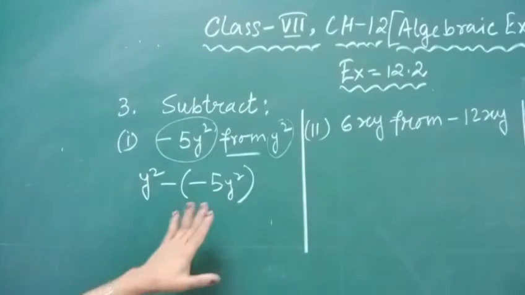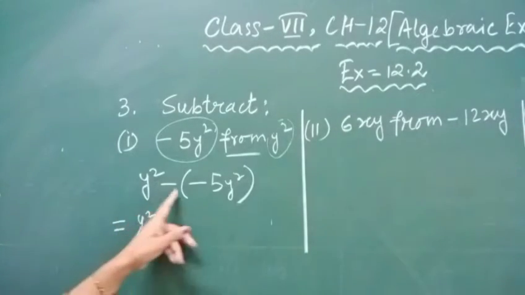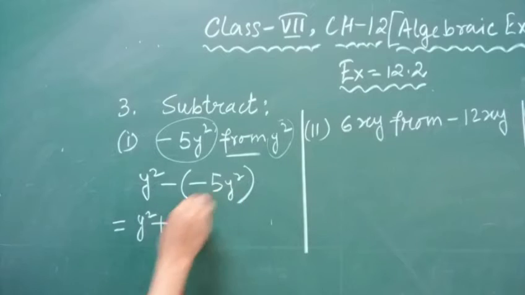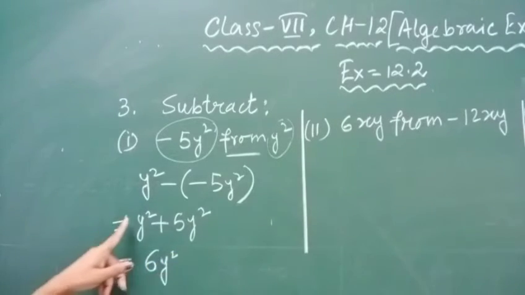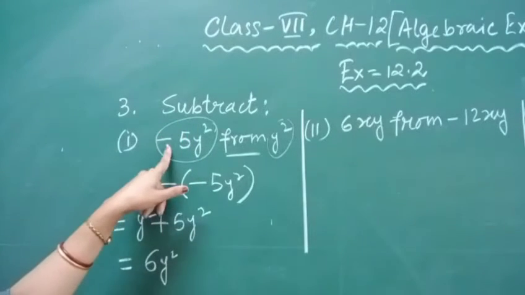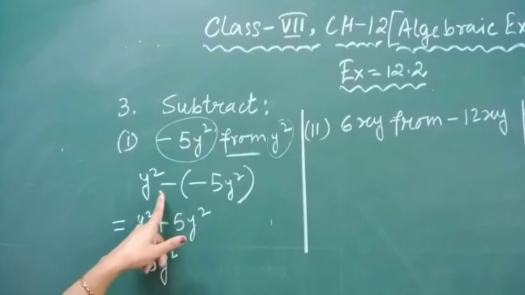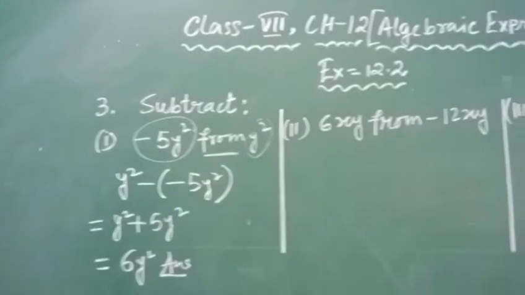First you arrange the sum in this way, then just simplify. Y square minus minus 5y square. So when both the signs are positive, you need to add them. Y square and 5y square will become 6y square. It is 1y square plus 5y square. Though it was subtraction, the minus sign was there, and because of this minus sign, minus and minus become plus, and the result is 6y square. Understood?